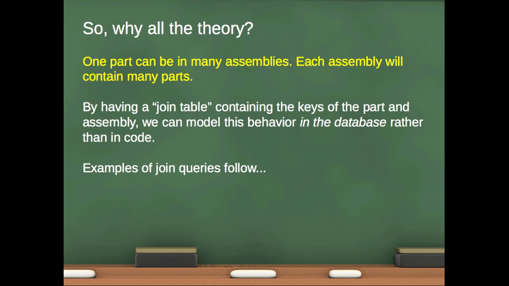So we're going to need a join table. In other words, we're going to need a table containing only foreign keys between the assembly table and the parts table. So by having such a join table that contains the keys of the part and the assembly, we can model this behavior in the database rather than in code. And this is very good, because if we have to model in code, it's going to take more coding. But if we can just set it up one time in the database, that's better. So we got a couple examples of join queries that we can look at.